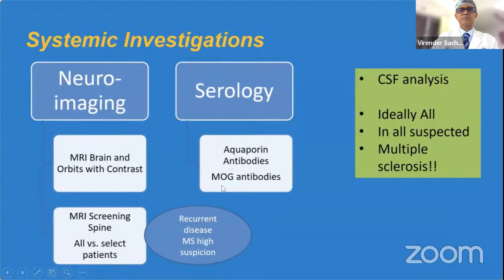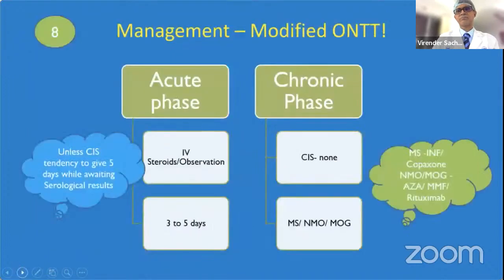The other thing that is very important is to obtain serology, especially for aquaporin and MOG antibodies in all patients. And CSF analysis, again, ideally should be done in all, but if the features are not suggestive of multiple sclerosis, it can be avoided in the first workup.